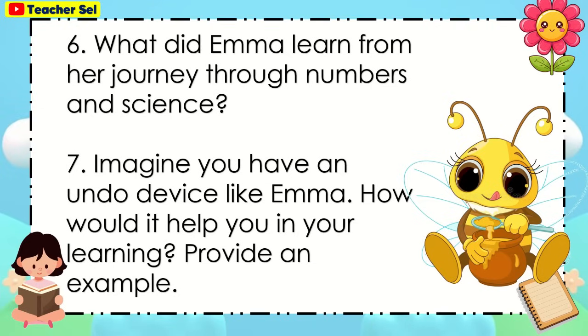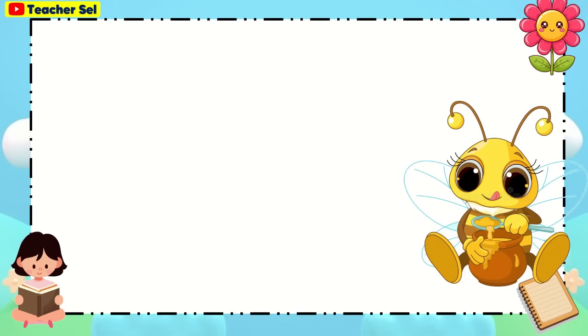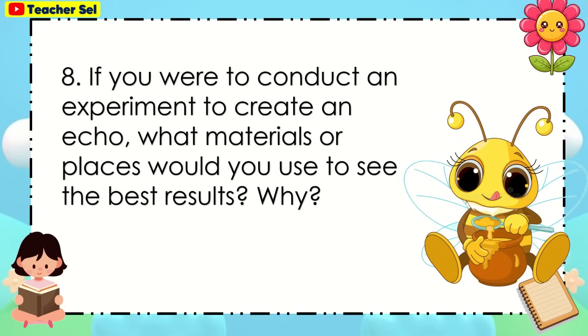Imagine you have an undo device like Emma. How would it help you in your learning? Provide an example. If you were to conduct an experiment to create an echo, what materials or places would you use to see the best results? Why?